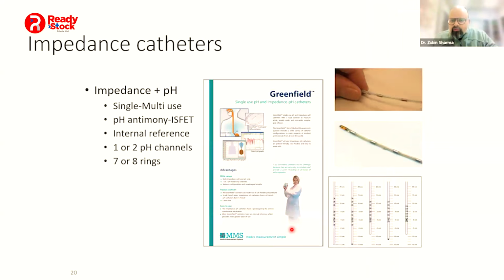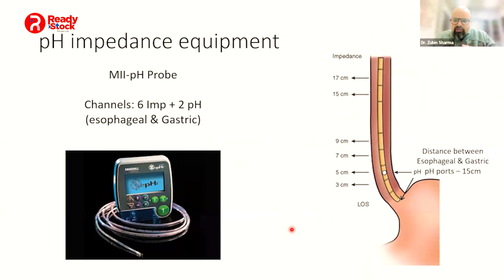So now what do we do? What do we have? We have these catheters available to us. They can be single use or multi-use. They are antimony based. They have multiple rings, 7 to 8 rings, and 1 or 2 pH channels. The standard now is to have a dual pH, 8-ringed impedance study. So this is how it looks.